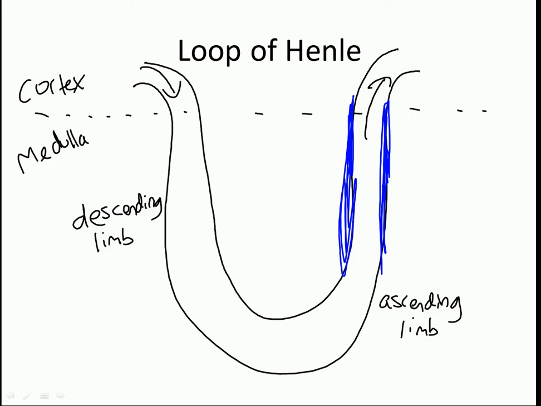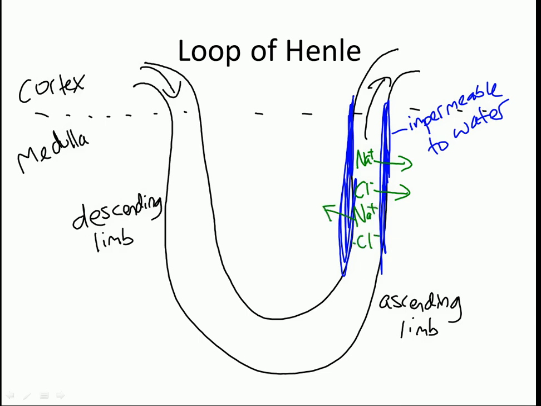And the reason I'm drawing this thick line is to represent that the ascending limb is impermeable to water. However, it is permeable to ions, particularly sodium and chloride ions. And so what's going to happen in the ascending limb is that sodium ions and chloride ions are going to be actively pumped out from the loop of Henle into the medulla. And it's active, so they're using ATP.